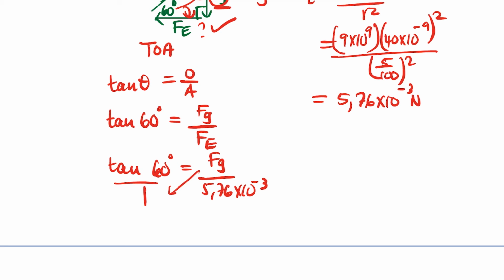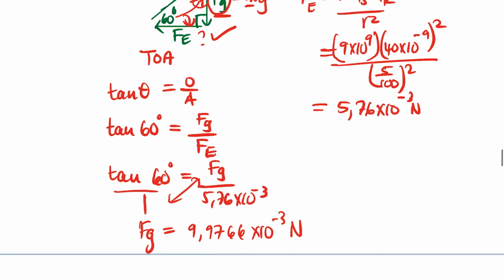So in the calculator, when you cross multiply, you have Fg equal to tan 60 times 5.76 times 10 to the power negative 3. The answer here is 9.976 times 10 to the power negative 3 newtons. That's the gravitational force.